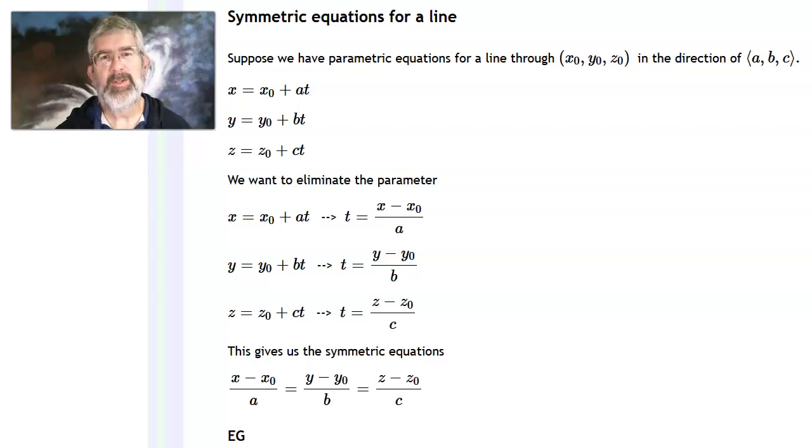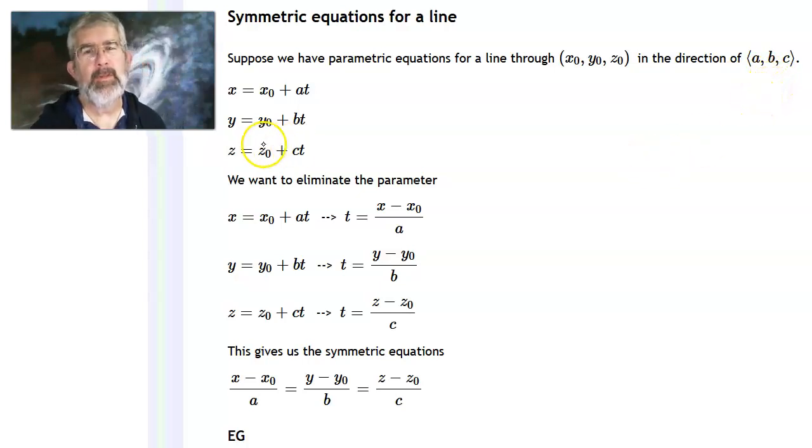In this video, I want to take a look at the symmetric equations for a line. So the simplest way to describe a line in 3D is to give a point that it goes through and a direction that the line is parallel to. And we've seen in a previous video that the parametric equations then would be this.